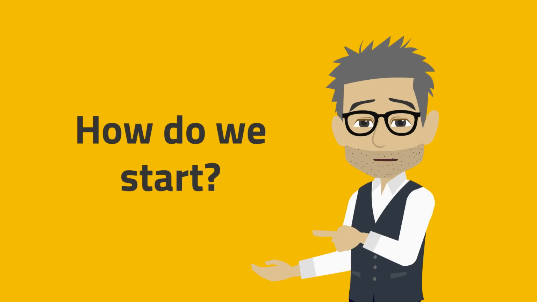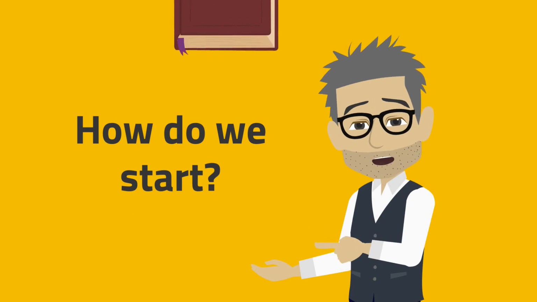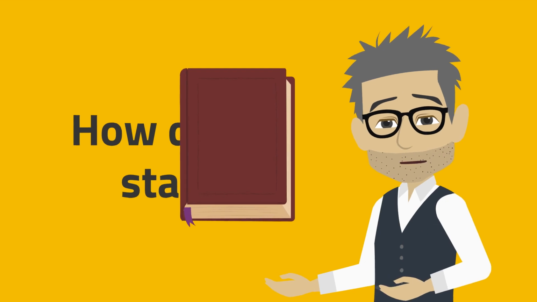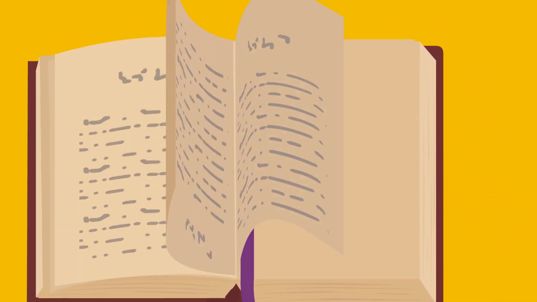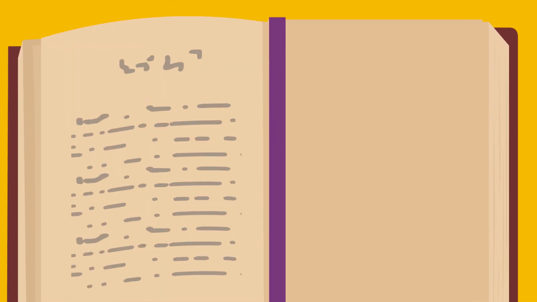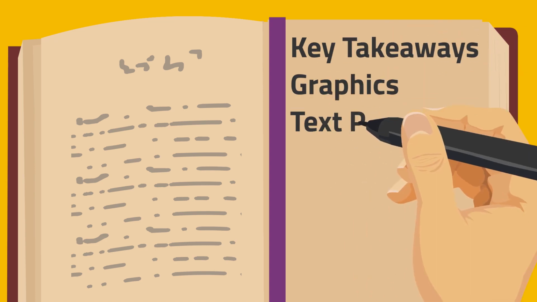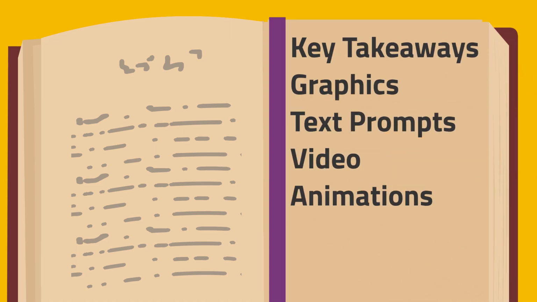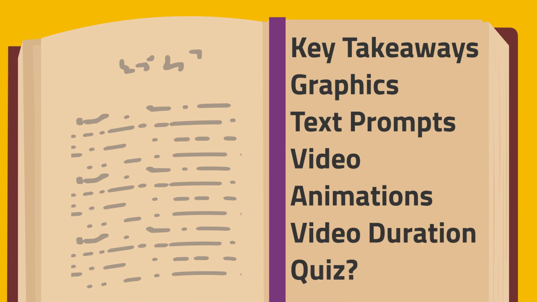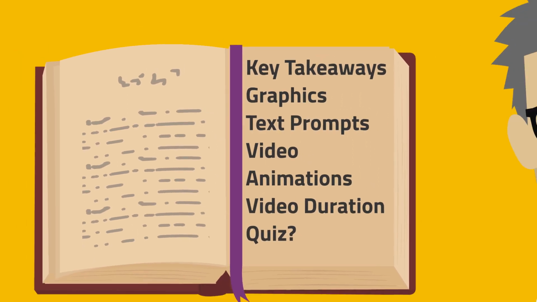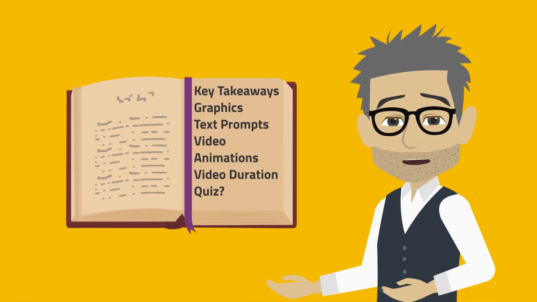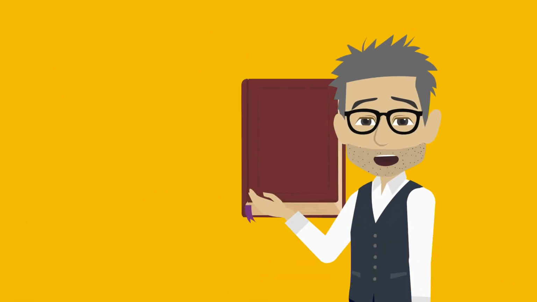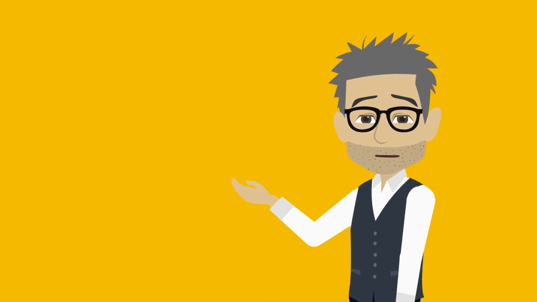How do we start? Here is the first thing anyone who wants any content needs to decide upon: a good, clear script. Without a script, there is no knowing what the key takeaway points are, what graphics, text prompts, video or animated content may be employed, how long the video might take, and do we want to test people's knowledge of the content? If so, the script must cover the topics to be examined later. The script becomes an audio audition.